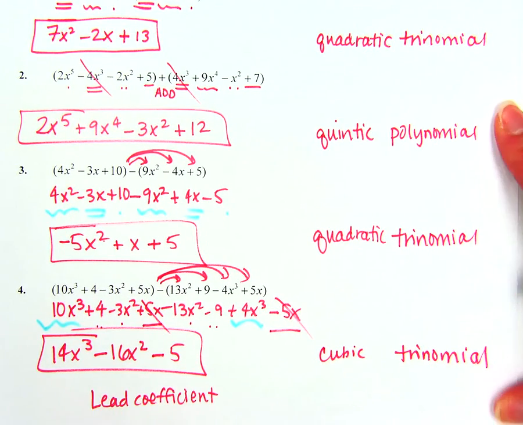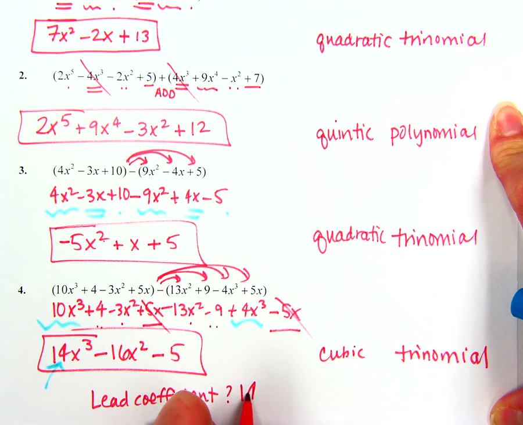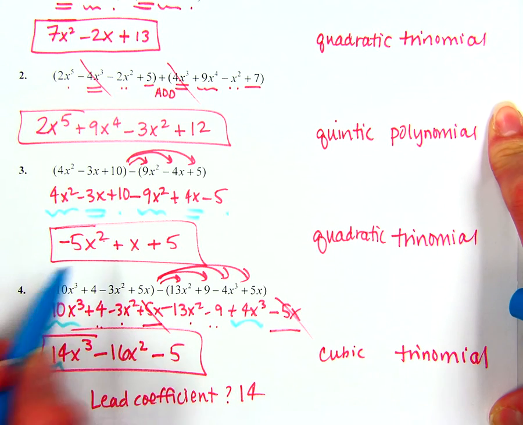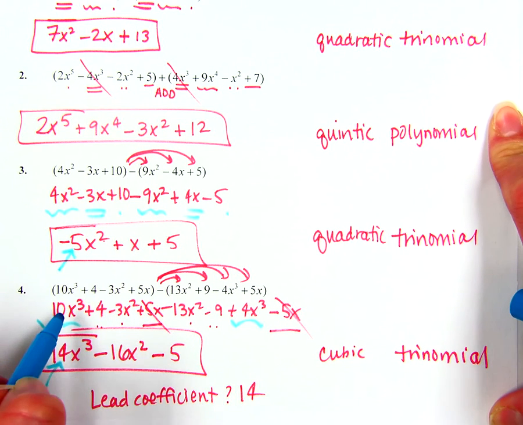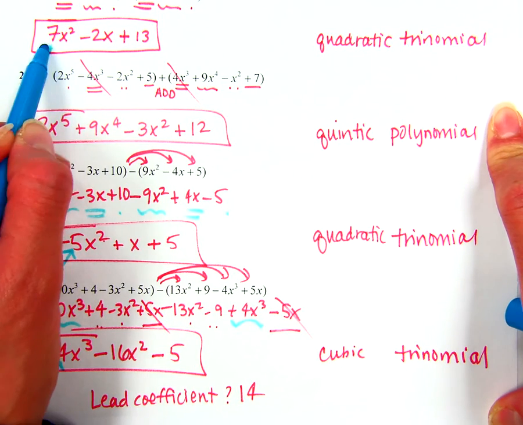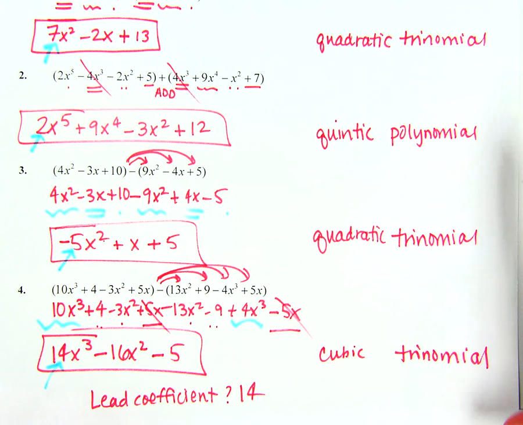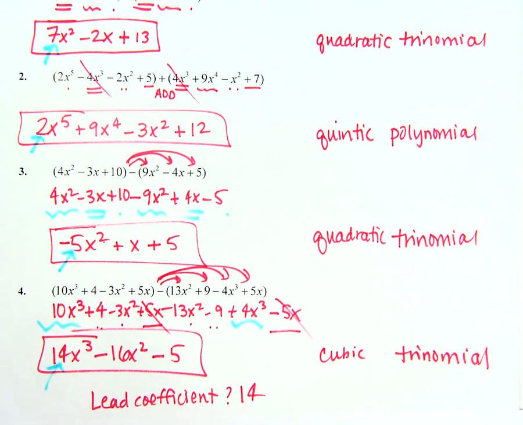Okay, so your lead coefficient is just your first term. So my lead coefficient here would be 14. All right, my lead coefficient in this problem is negative 5. My lead coefficient here is 2, and my lead coefficient here is 7. So lead coefficient is just the first number when it's in standard form. And you can leave off the variable, so just the constant.